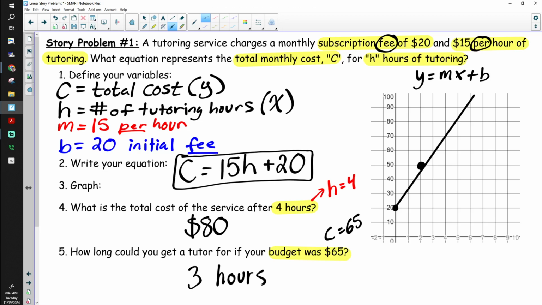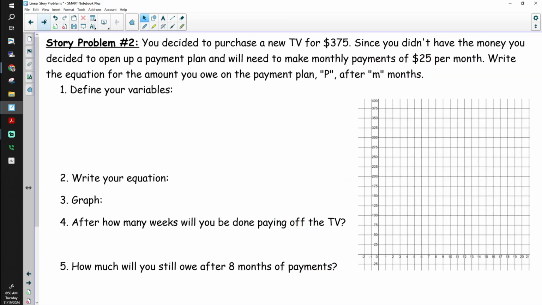Okay, that's what an entire story problem looks like. It's a lot. You'll get fast at it though, I promise. We go next. I'm going to do a little less for you. So go ahead, read. Read number 2.